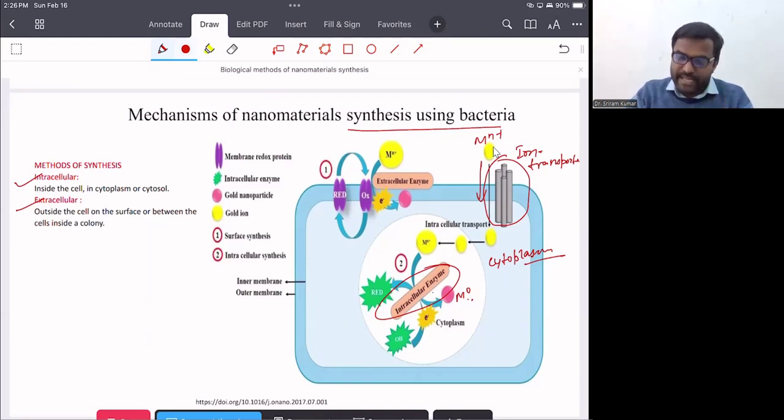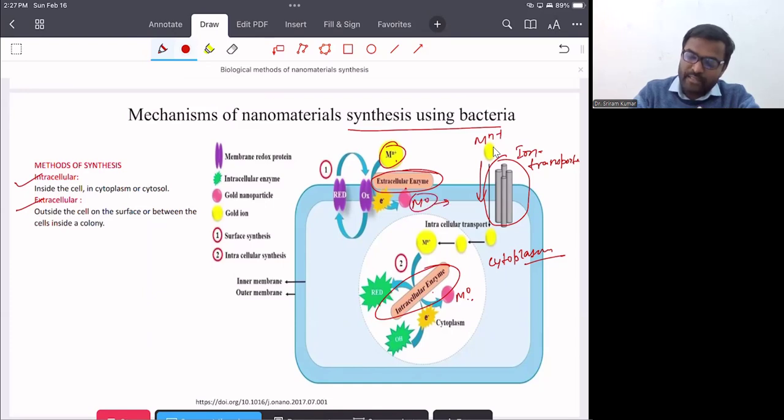And we have the second mechanism, the extracellular mechanism. In this mechanism, the enzyme is present on the cell wall or maybe the cell membrane, so it depends on the kind of cell we are using. Suppose the enzyme is present on the cell membrane. Again, what happens? We have this metal ion, and because of that enzyme, it converts the metal ion into the metal zero form.